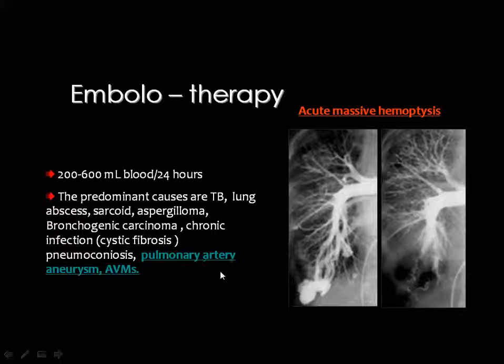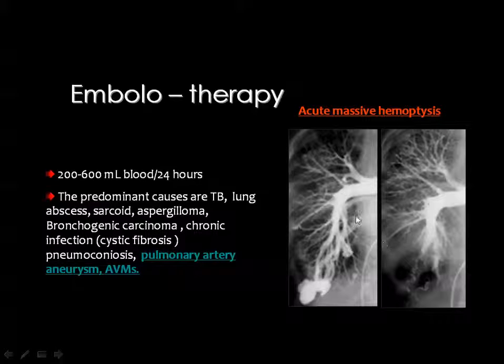like TB, lung abscess, sarcoid, aspergilloma, bronchogenic carcinoma, chronic infection, cystic fibrosis, pneumoconiosis. And in these conditions, if there is an incidence of bleeding for a reason or other, then we may introduce our catheters to occlude the bleeder.